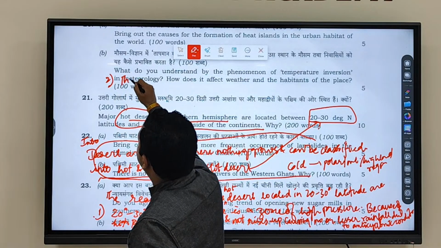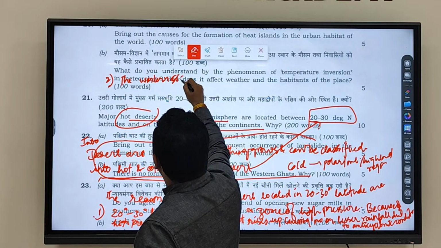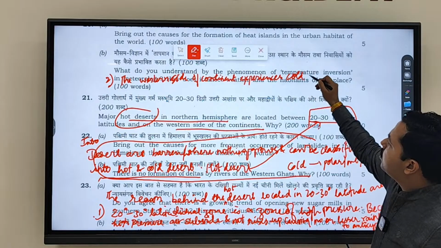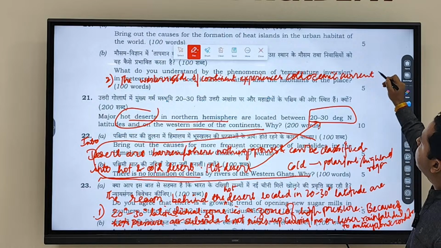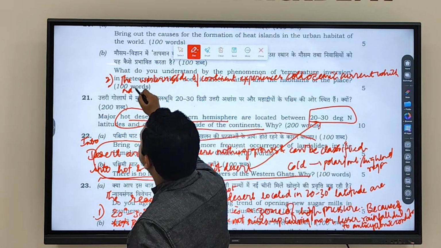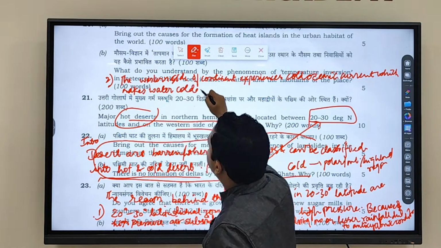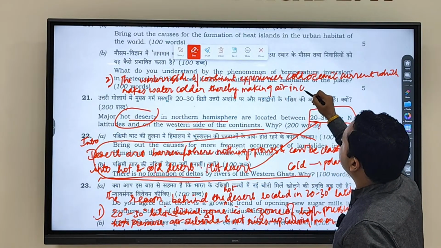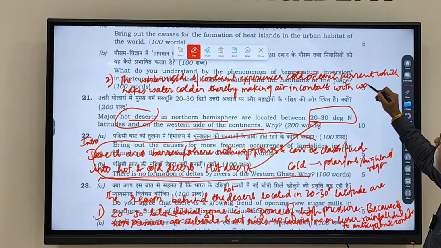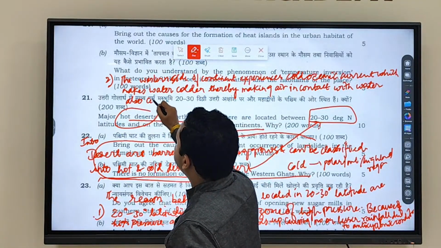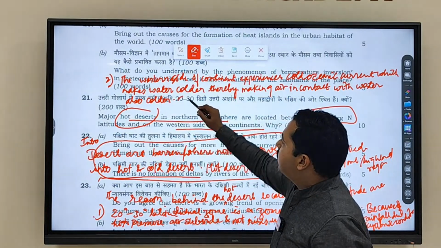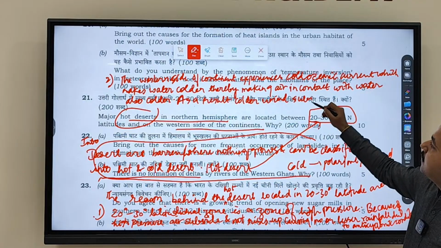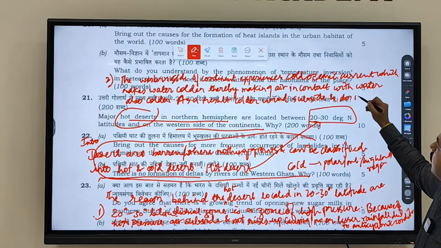Second point: the western side of the continent experiences a cold oceanic current, which makes the water colder, thereby making the air in contact with the water also colder. As a result, the colder winds subside and do not create much rainfall.